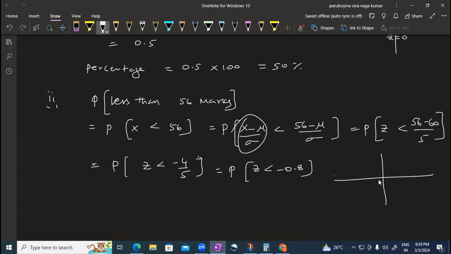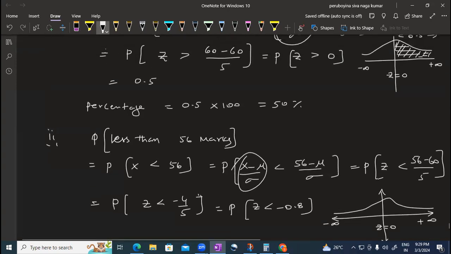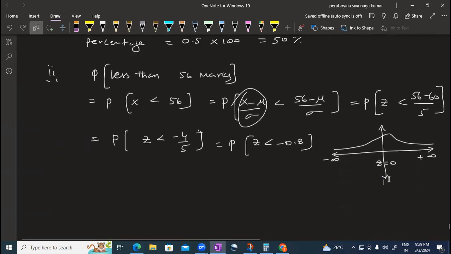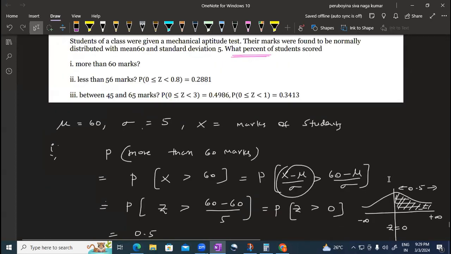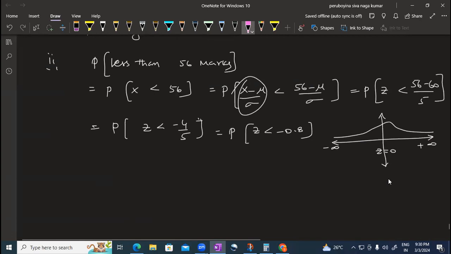And draw the graph. So this is Z equal to 0. Here make it plus infinity, and here make it minus infinity. You should mention it with arrows. Arrows mean the lines are never ending. So we needed minus 0.8. From the table, from 0 to 0.8 it is 0.2881. We need this part, this side, because it's a negative value. So take the left side.